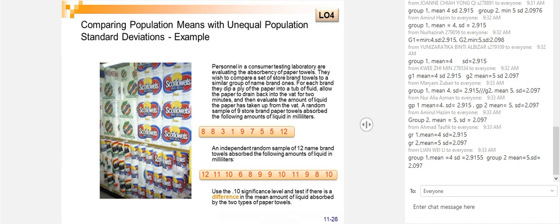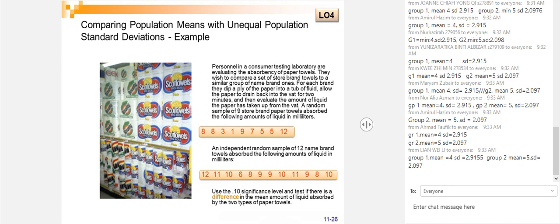8, 8, 3, 1, 9, 7, 5, 5, 12. An independent random sample of 12 named brand towels absorbed the following amounts of liquid in milliliters: 12, 11, 10, 6, 8, 9, 9, 10, 11, 9, 8, 10. Use the 0.1 significance level and test if there is a difference in the mean amount of liquid absorbed by the two types of paper towels. Okay, thank you, Josh.